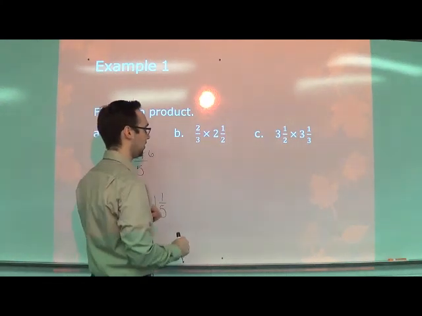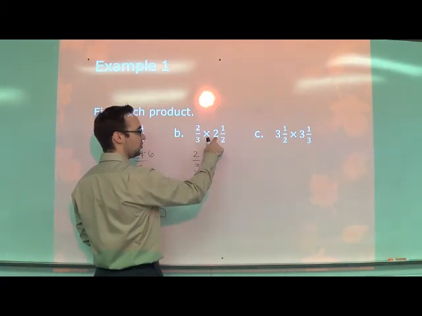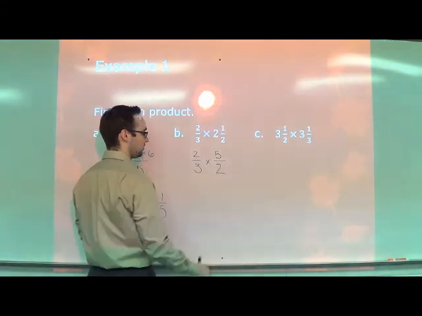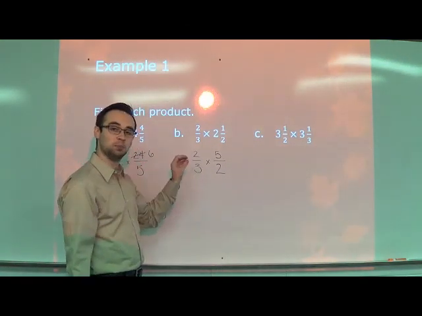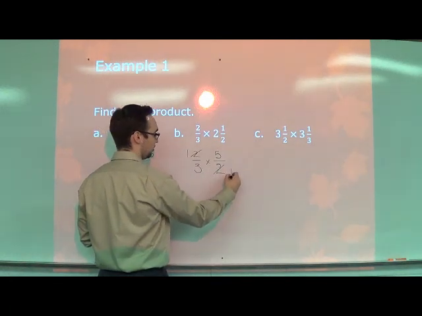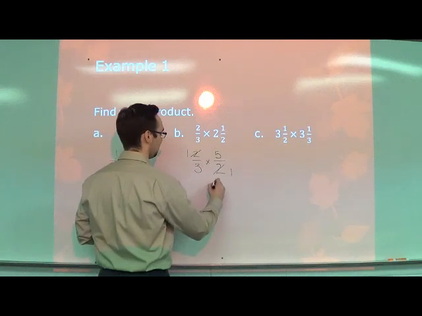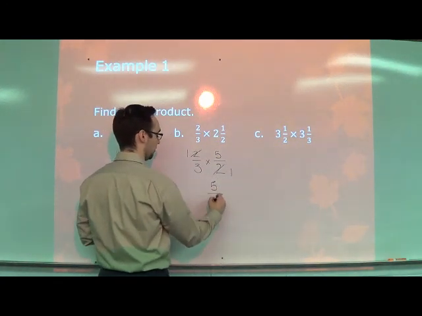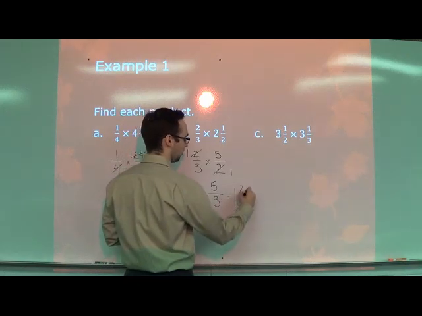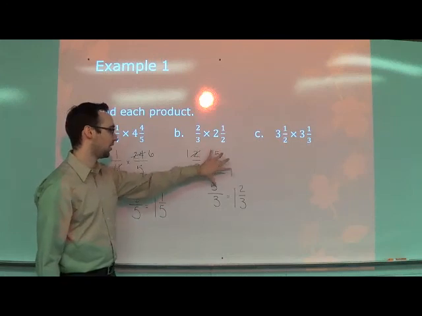So let's go ahead and try this again. 2/3 will remain the same. 2 times 2 is 4, plus 1 is 5/2. Again, 2 and 2 are both divisible by 2. So I can reduce this to 1 and reduce this to 1, and now I multiply straight across. 1 times 5 is 5. 3 times 1 is 3. So it's 5/3 or 1 2/3.